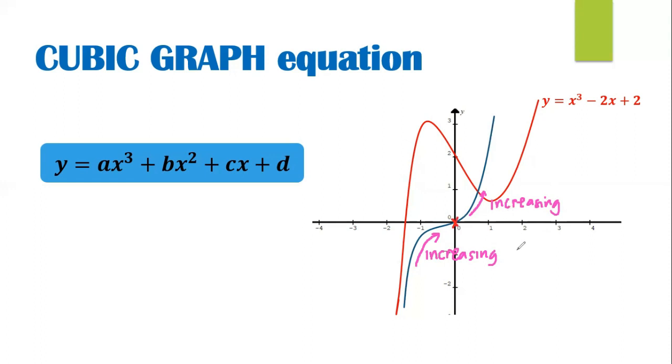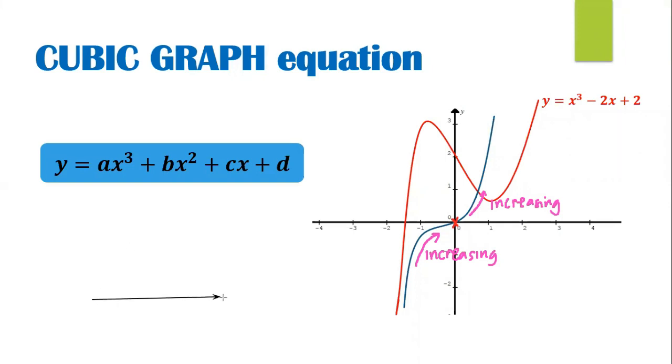For this second cubic graph equation, look at the blue color. We can see from this cubic graph equation that the graph is an increasing graph. Good. Is it clear to everyone? So I want to give you another example about the cubic graph equation.